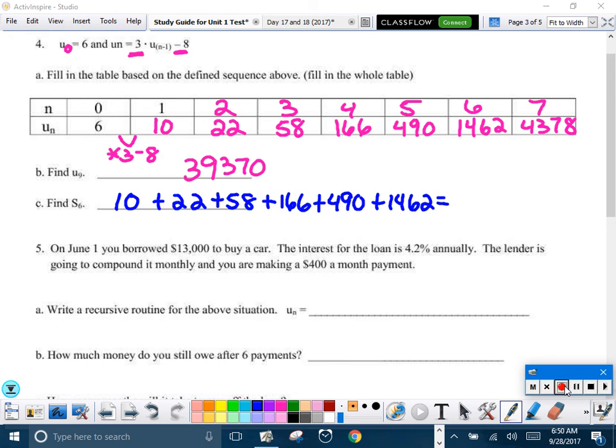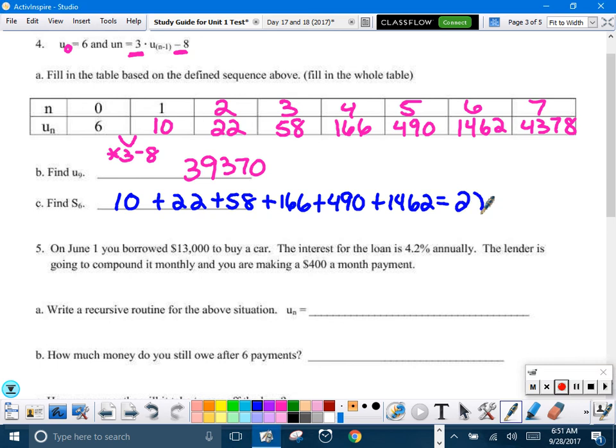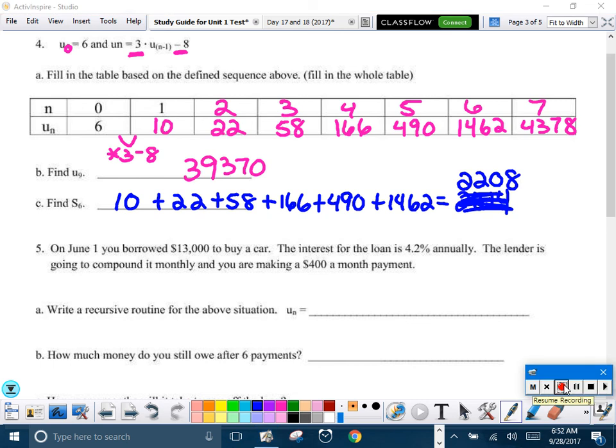And that gives us 2,214, I believe. Correction. That is not correct. Okay, sorry about that. 2,208. I believe the other answer, you know what? I don't know where that answer came from. So, let's move on. If at any point I did make a mistake, I apologize. All right, here we go.